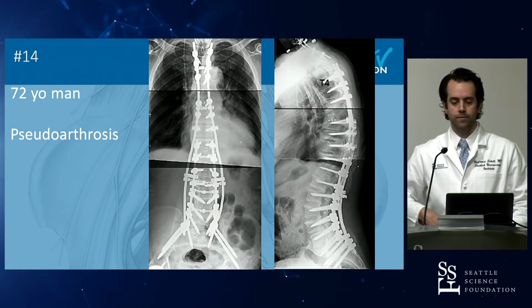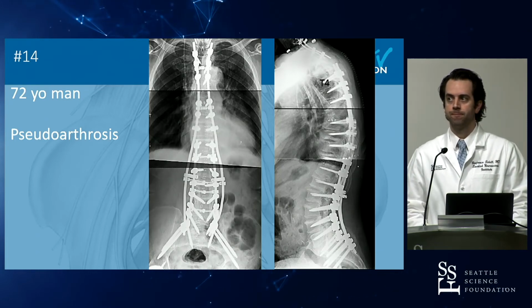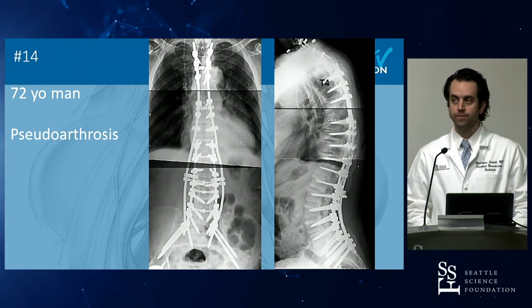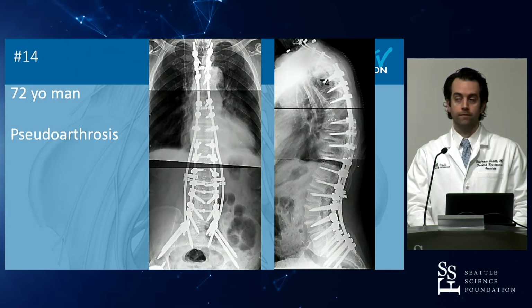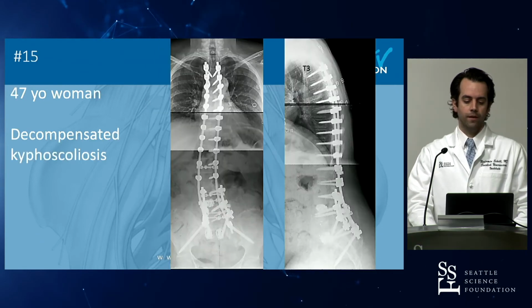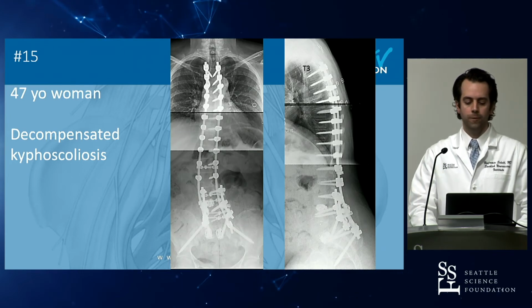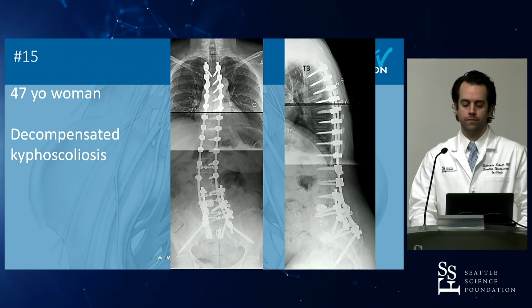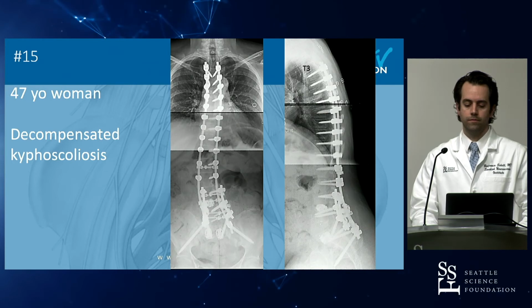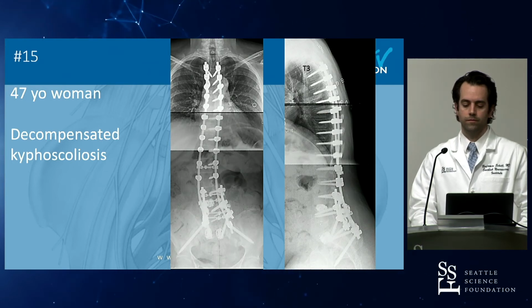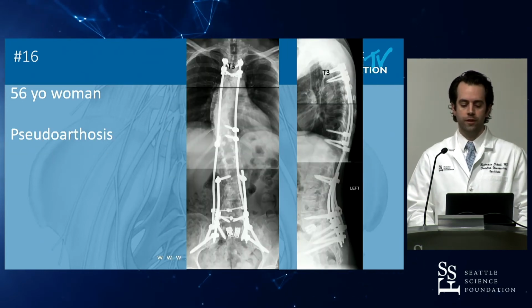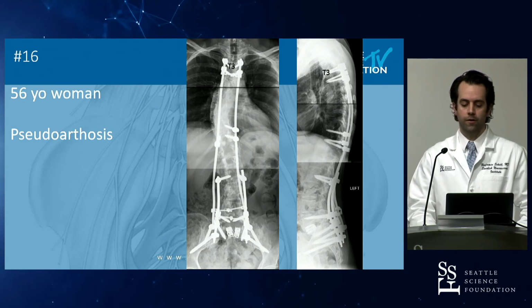Case number 14, 72-year-old man has pseudoarthrosis again, and maybe a little tough to tell on that lateral, but the T4 level is marked on the lateral. Case number 15 is a 47-year-old woman, kyphoscoliosis, and then has the T3 level marked on her lateral. Case number 16, 56-year-old woman with a pseudoarthrosis and has the T3 level marked on her AP and lateral.